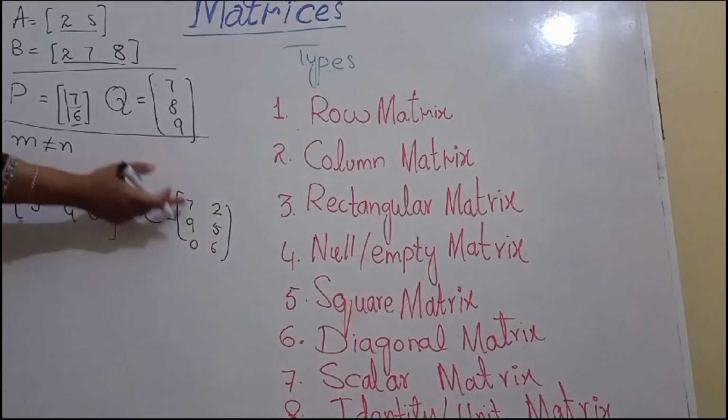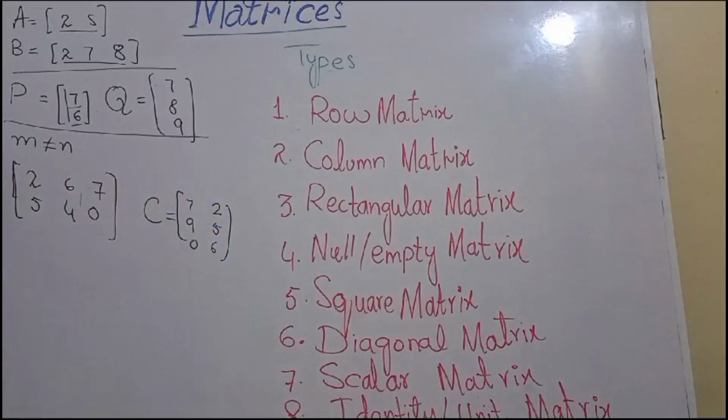So in this case, there are 3 rows but 2 columns. The number of rows and the number of columns are not similar. So this means that this matrix is a rectangular matrix.